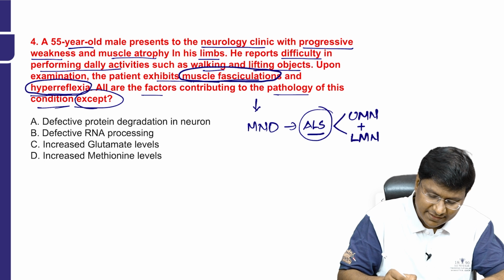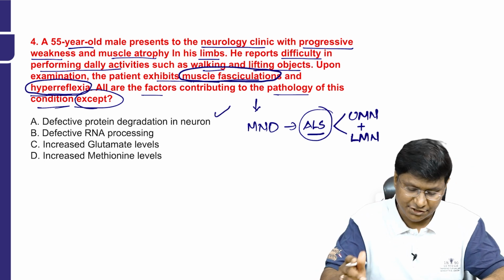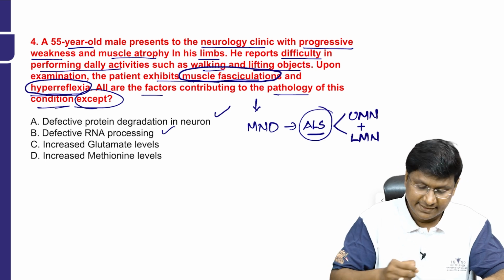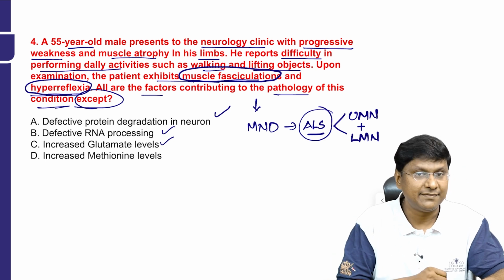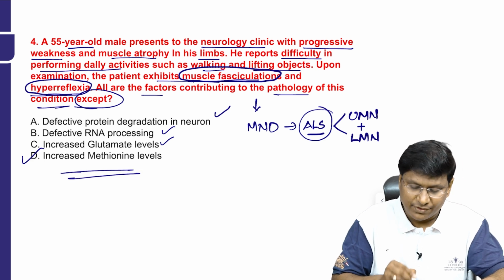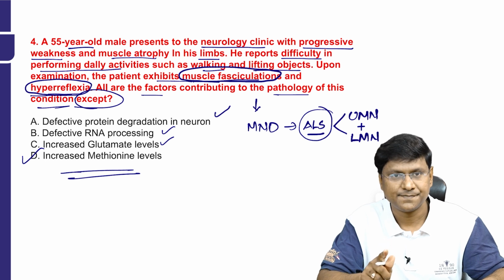And in amyotrophic lateral sclerosis, there is defective protein degradation in the neuron, and there is also defective RNA processing. There are also increased glutamate levels. But what will happen to methionine levels? Increased methionine levels, that is not a feature of amyotrophic lateral sclerosis, right?